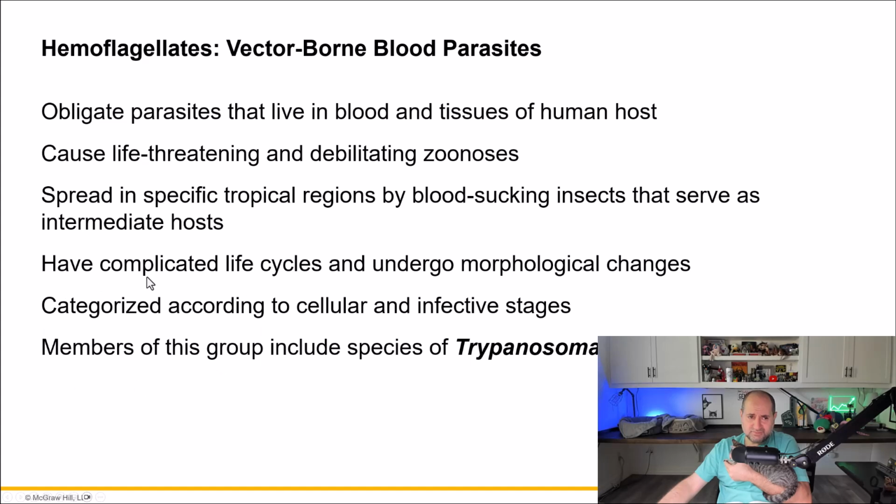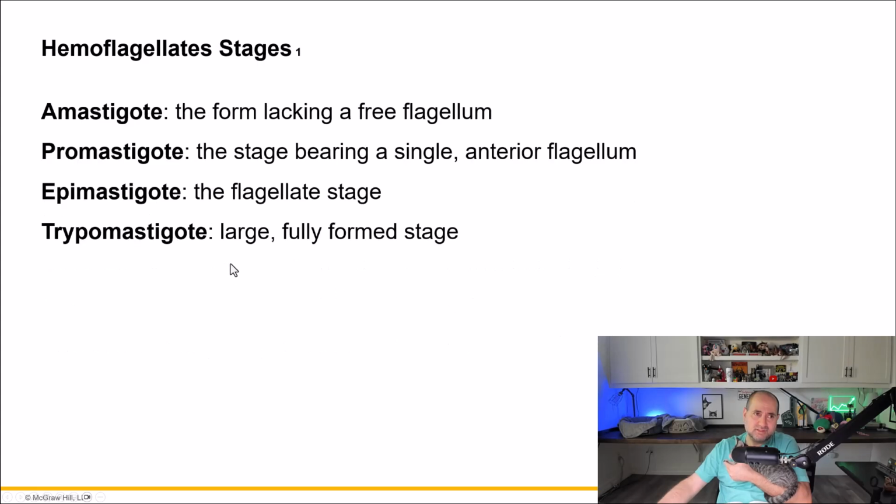These typically have a complicated life cycle where they undergo morphological changes. That means one part of its life cycle might look completely different than another part of its life cycle. And those life cycles are categorized according to their cellular and infectious stages. Members of this group include the Trypanosoma and Leishmania. And here are some of those stages I was talking about.